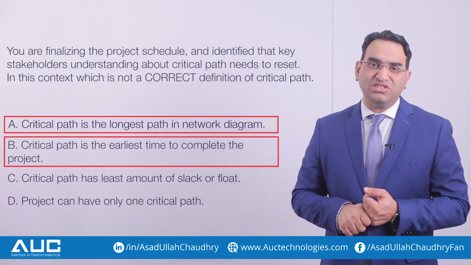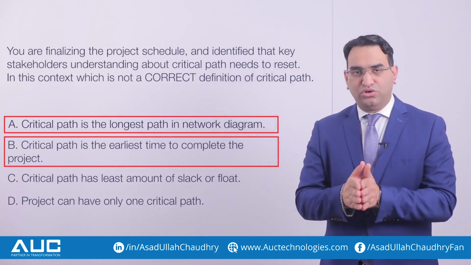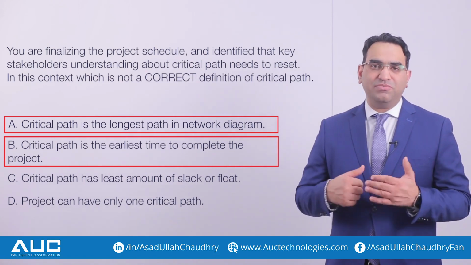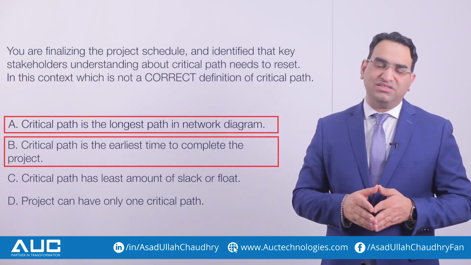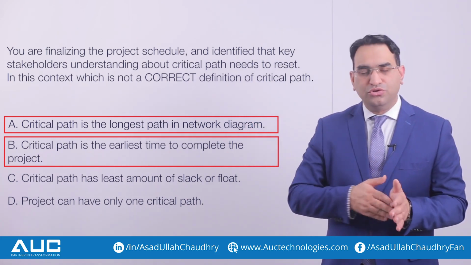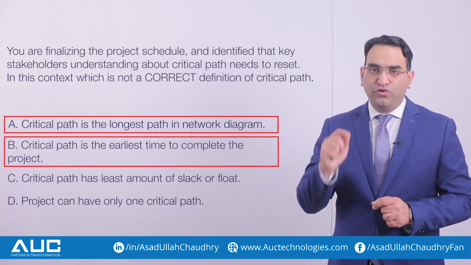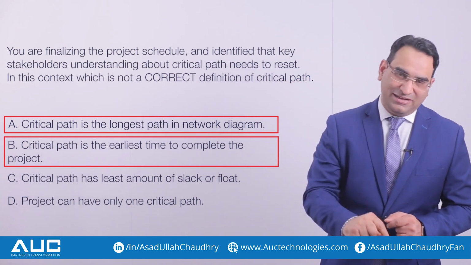Let's see what option C says. Option C says critical path has the least amount of slack or float. You see, generally when I talk about this, people think that slack or float is equal to buffer, or sometimes they say slack or float is equal to lag time. But please write it down: float is not equal to buffer, and is not equal to lag time.